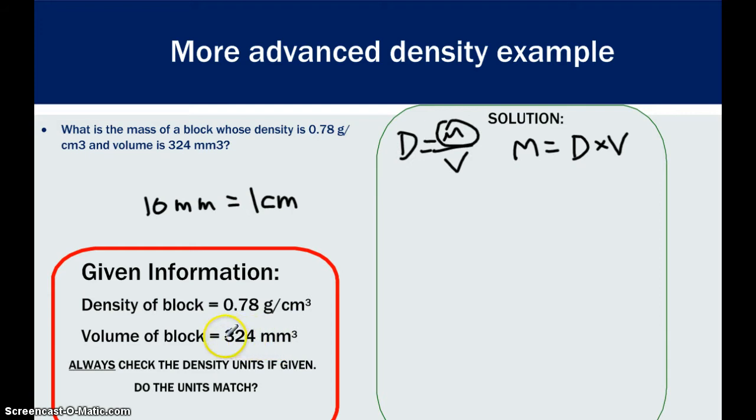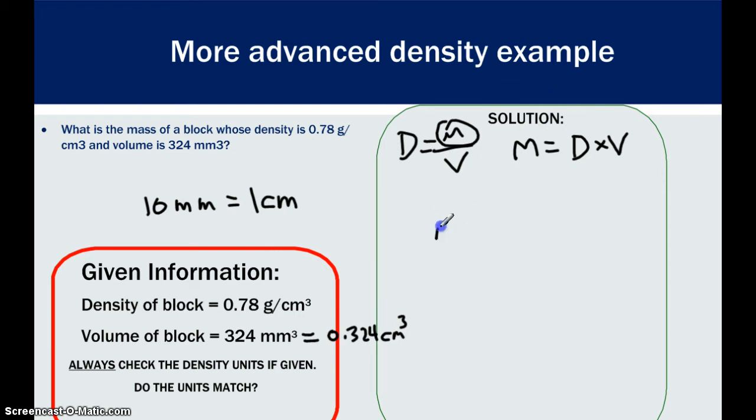So my goal is to change 324 millimeters cubed to centimeters cubed. The way you do that is use this conversion factor, but you have to do it 3 times. You have to divide by 10 3 times because it's a volume and not just a distance measurement. If you divide by 10 3 times, you get 0.324 centimeters cubed for the volume of the block.